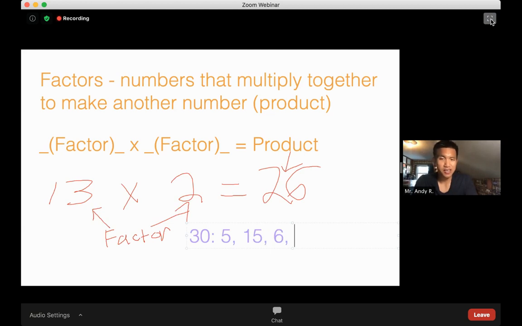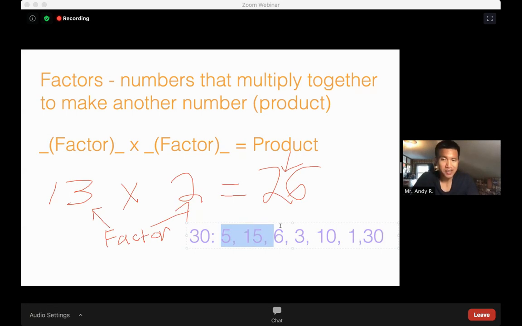6, 3, yep. Oh, and 10, that's right. Oh, and guess what? One more thing. Always, and it's always like this for every number. Of course, 1 and 30 itself is going to multiply to get 30.